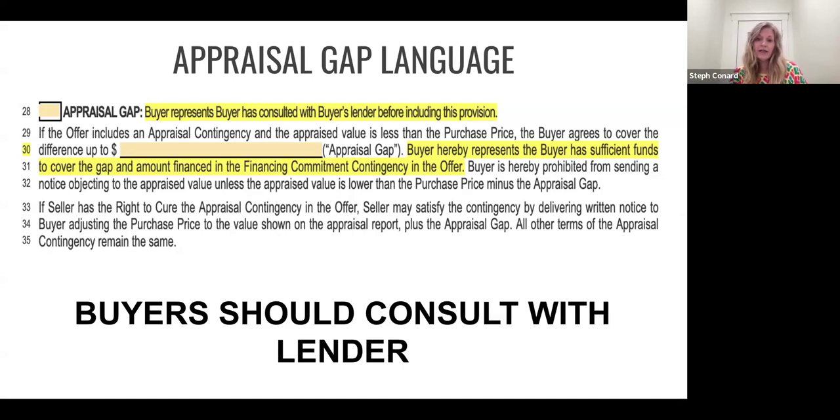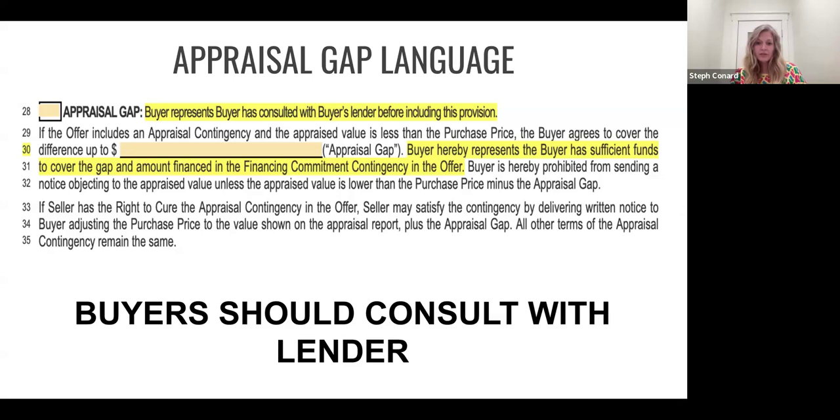So if we have a $200,000 purchase price and a $10,000 appraisal gap, and the appraised value came in at 185, then the buyer could serve a notice at that point. But let's say that appraised value came in at 195, buyer is committing to moving forward at that $200,000 purchase price. So if the seller has the right to cure the appraisal contingency in the offer, the seller may satisfy the contingency by delivering written notice to the buyer, adjusting the purchase price to the value shown on the appraisal report, plus the appraisal gap.